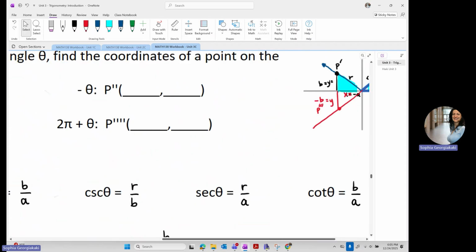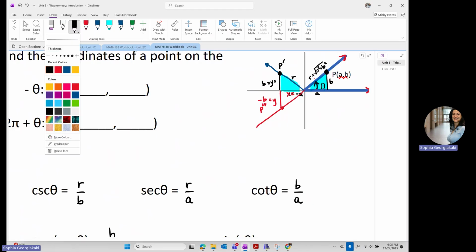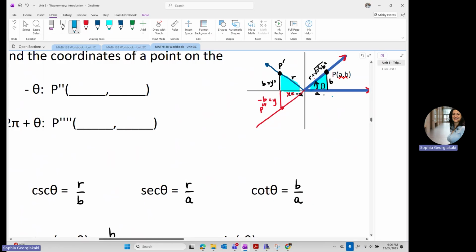If I have the angle negative theta, how would that look? Well, theta is in quadrant 1, therefore negative theta will be a symmetric angle in quadrant 4.